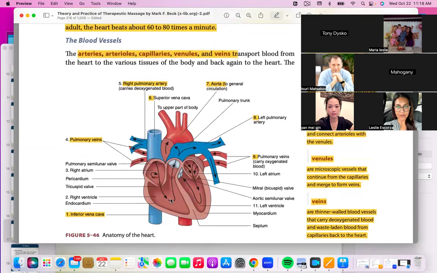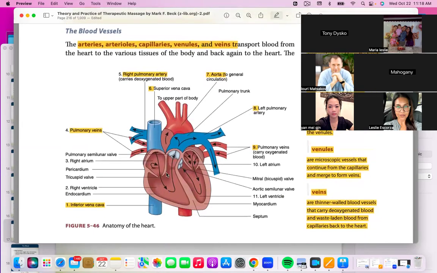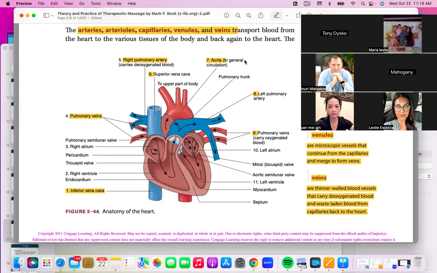Okay, now this is the picture I was talking about. It'd be much easier to see the picture and see where it separates. So the blood vessels: we've got arteries, arterioles, capillaries, venules, and veins. And they kind of work that way: large, medium, small, large, medium, small. They meet at the capillary level. They transport blood from the heart to various tissues and organs and back to the heart.